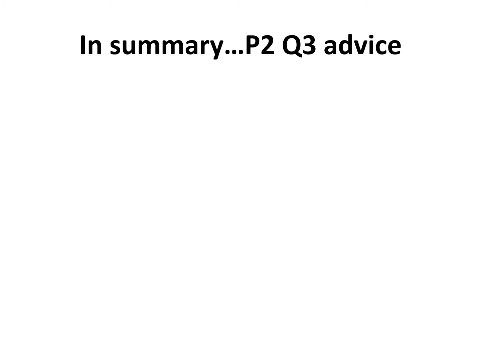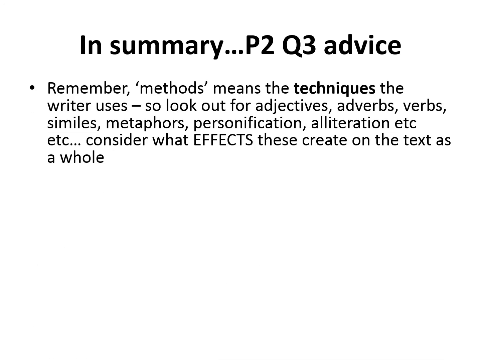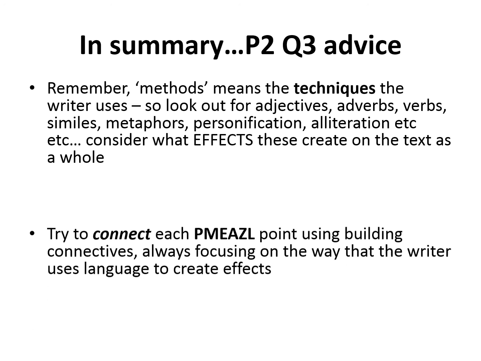So, in summary, paper 2, question 3, advice I would give you. Remember, methods, you have to write about the methods that the writer uses, and methods actually just means techniques. So techniques are things like those powerful adjectives or verbs or adverbs or nouns, but also things more figurative language like similes, metaphors, personification, alliteration. And what you're doing with those methods is thinking, well, what do they do? What effects do they create on the text as a whole?